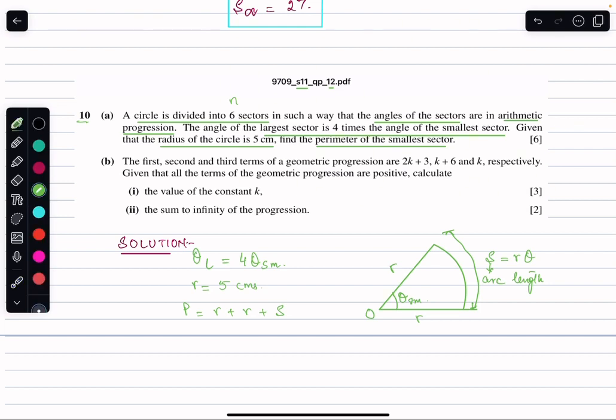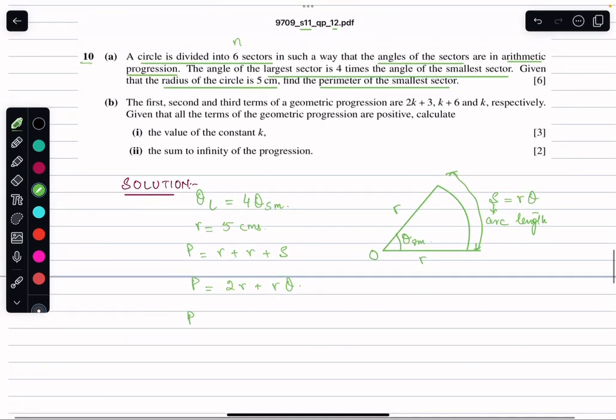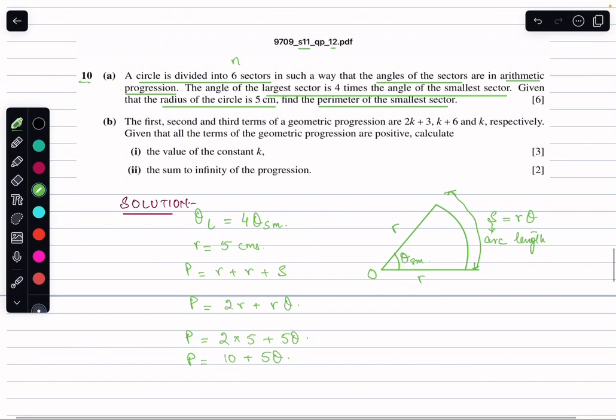So if s equals r theta, then I can rewrite the perimeter as 2r plus r theta here. We know the radius. The radius is given as 5, but we do not know the angle here. So the only thing that we need to find is the angle to get the perimeter of the sector. Another thing that we should be having in our data is the n value, where they are saying that n equals 6, because they have divided this circle into 6 sectors. Find the perimeter of the smallest sector.